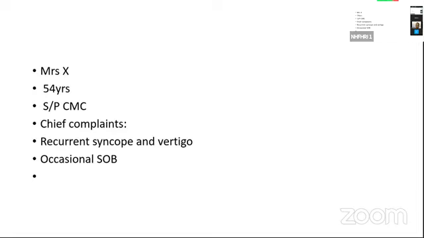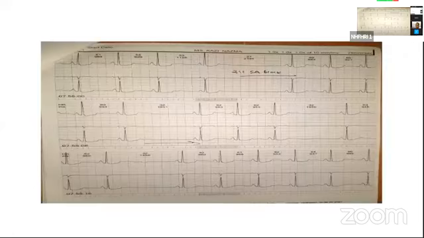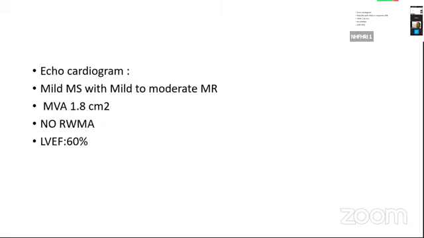On ECG, next slide, please. Yes. On ECG, it shows there is sinus rhythm with occasional atrial fibrillation with some occasional pauses of 2:1 SA block, and sometimes long sinus pauses. Her echocardiogram shows mild mitral stenosis with mild to moderate mitral regurgitation, mitral valve area 1.8 centimeter square, with no regional wall motion abnormality, with mildly dilated left atrium with ejection fraction 60%.